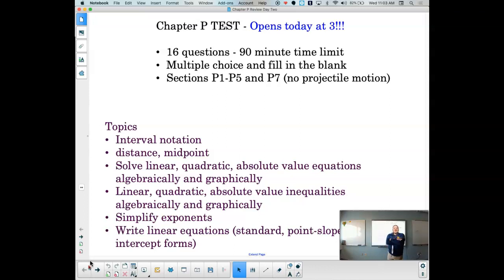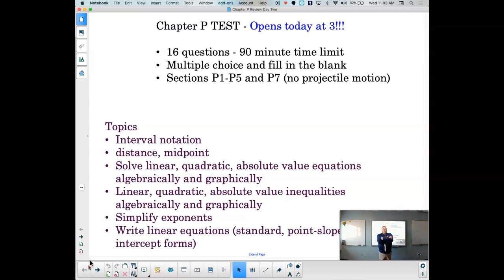A couple of things to go over today. First thing is that you will have the Chapter P test. It'll open up today at 3 o'clock. It'll be online, 16 questions, a mixture of multiple choice and fill in the blank type ones. And there's a 90-minute time limit on that.